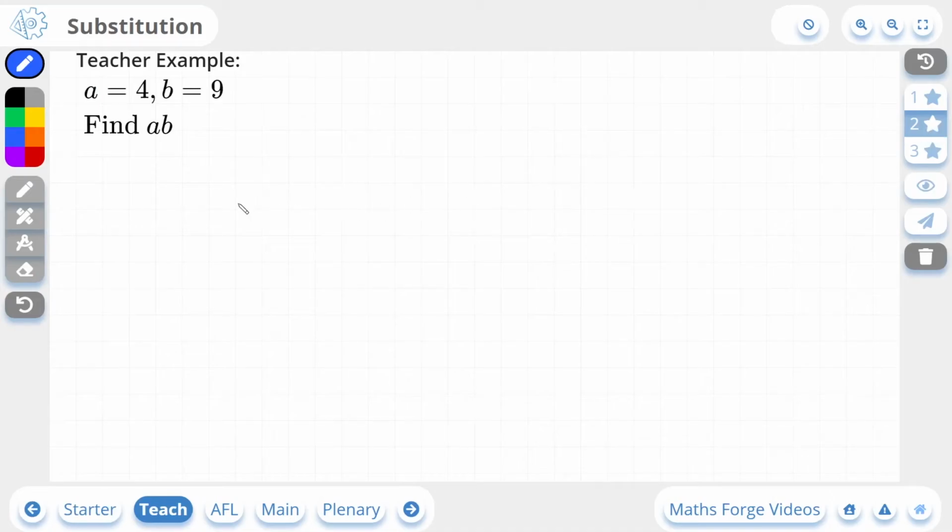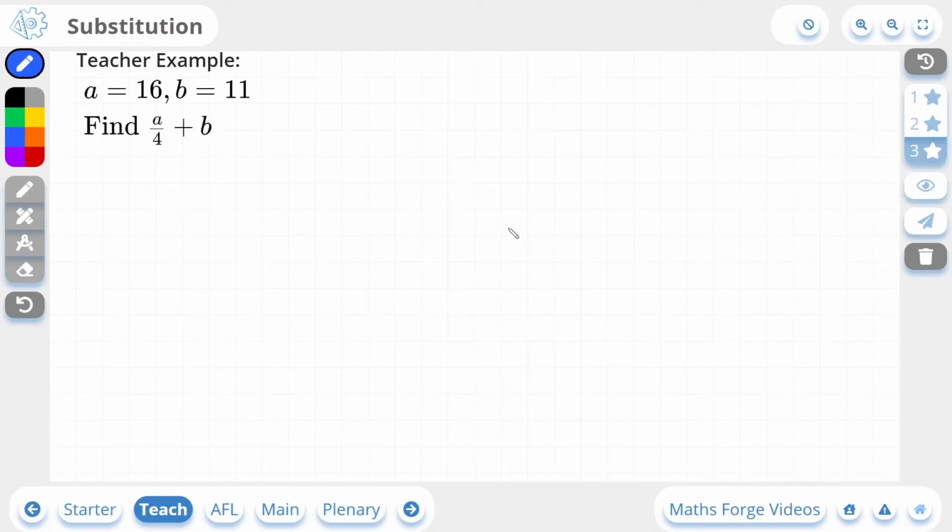We'll do another 2-star example. For this example, a is equal to 4 and b is equal to 9. So we have to find ab. ab is essentially just a multiplied by b. So if we replace a with a 4 and b with a 9, we end up with 4 times 9, which is 36. And if we check our answer, there it is.